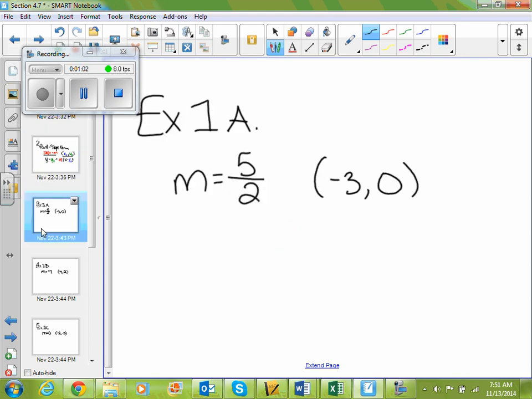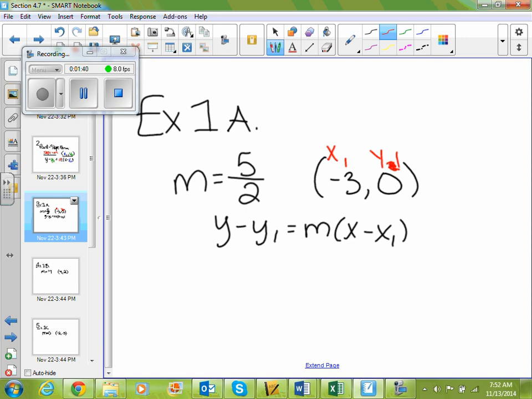Okay, so if we look at 1a, we're given a slope of 5/2 and we're given a point of -3, 0. And we're asked to put this in point-slope form. Point-slope form, remember, is y minus y1 equals m times x minus x1. You should have all written that down. So I know that m is 5/2. I'm going to make -3 my x1, and I'm going to make 0 my y1.